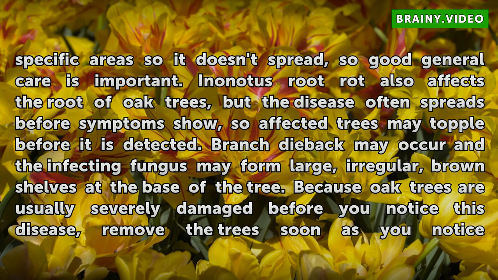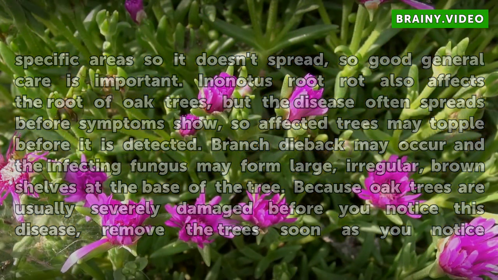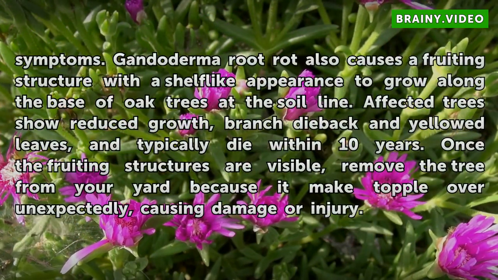often spreads before symptoms show, so affected trees may topple before it is detected. Branch dieback may occur and the infecting fungus may form large, irregular, brown shelves at the base of the tree. Because oak trees are usually severely damaged before you notice this disease, remove the trees as soon as you notice symptoms.